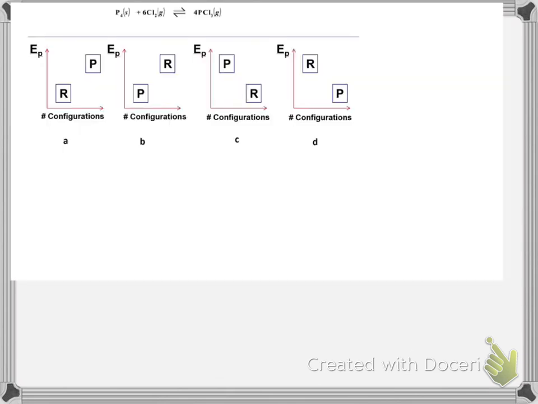So let's start here. What we're going to do is walk through an analysis that we would expect you to make. Here we have phosphorus combining with chlorine.